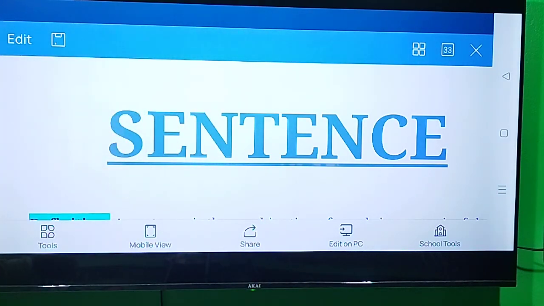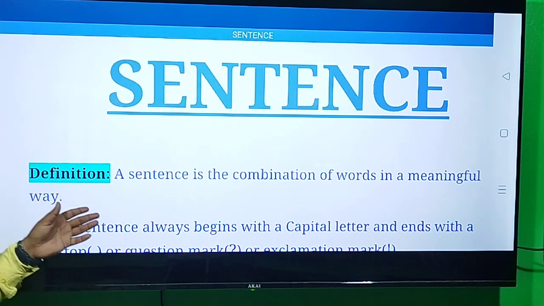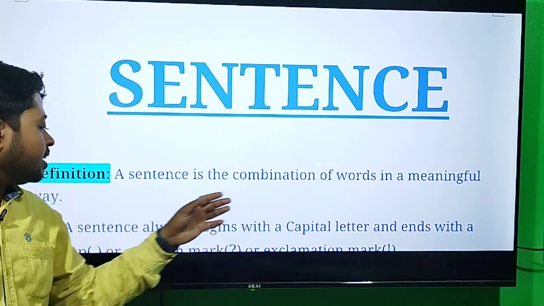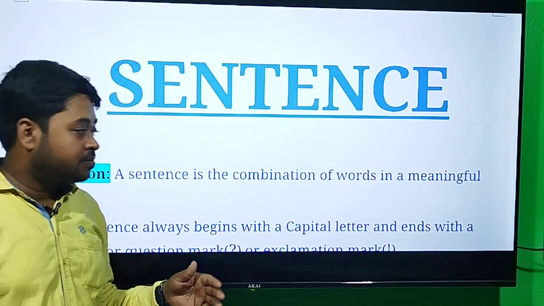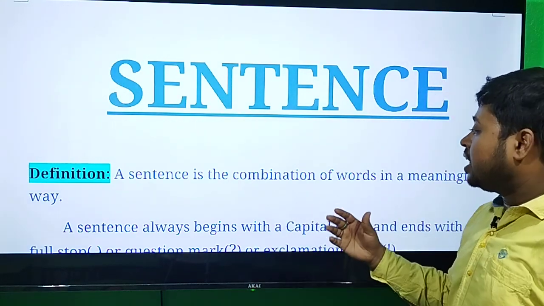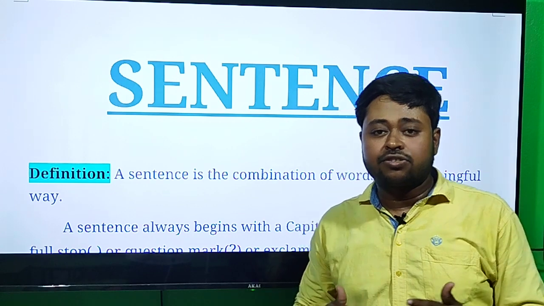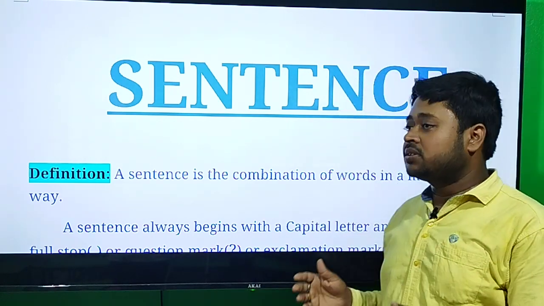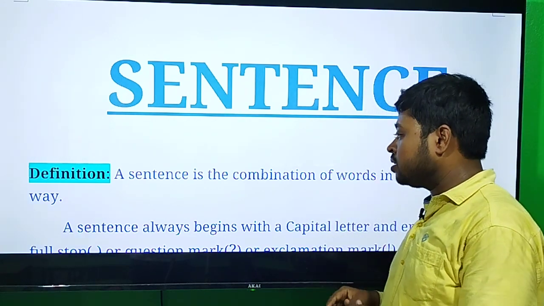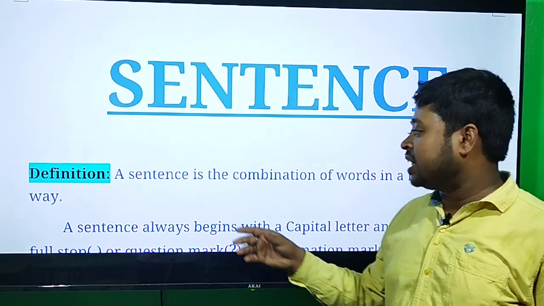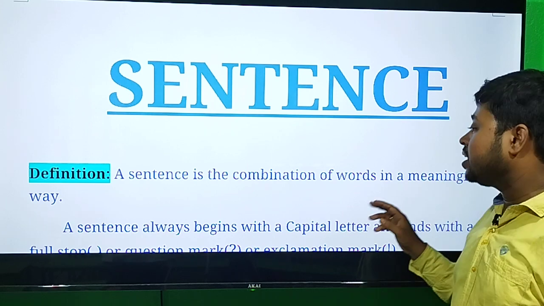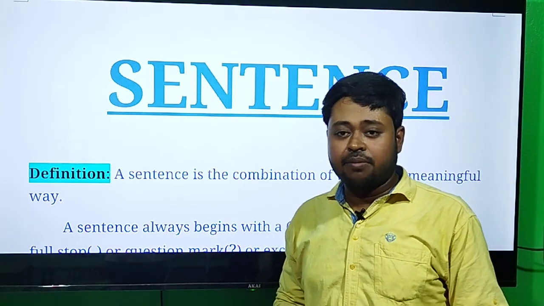So what is a sentence? Let's see. This is the definition: a sentence is the combination of words in a meaningful way. That means when we are reading a sentence, there should be a lot of words, and if we use them inappropriately, then it will not be a sentence. If we arrange them as well as possible, then it will be a sentence. So a sentence is the combination of words in a meaningful way. I think you all understand this one.